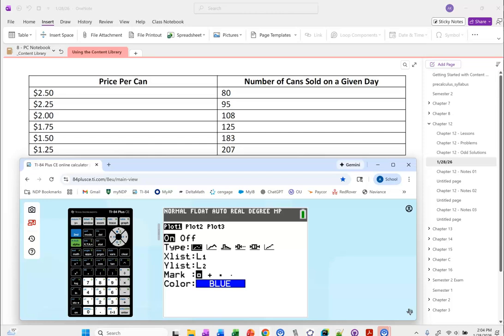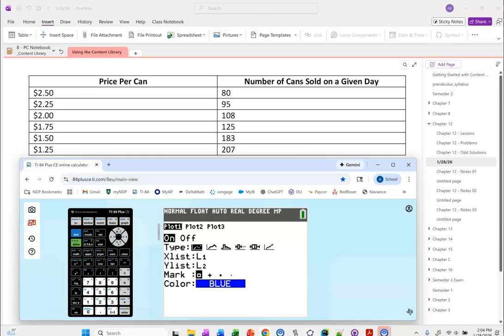So I'm going to start by moving my cursor to the on position and selecting on. That first type option is the scatter plot option. That's the only one we'll use in this class, is that first type. Remember, I typed the X coordinate into L1 and the Y coordinate into L2. So where it says X list, I have L1, and the Y list, I have L2.